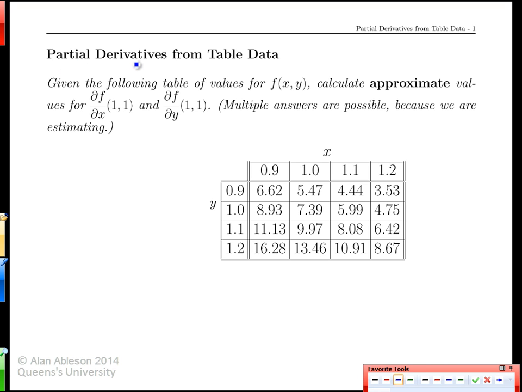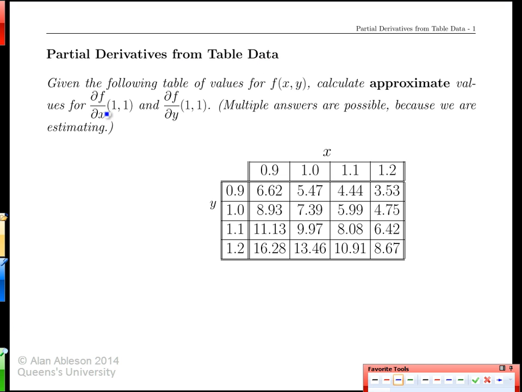Partial derivatives can be extracted from a number of sources. Often in experiments, what we'd have is a table of data rather than a formula for a function or a diagram like a contour diagram. But we can still work towards calculating or estimating the partial derivatives when all we have is a table of data.